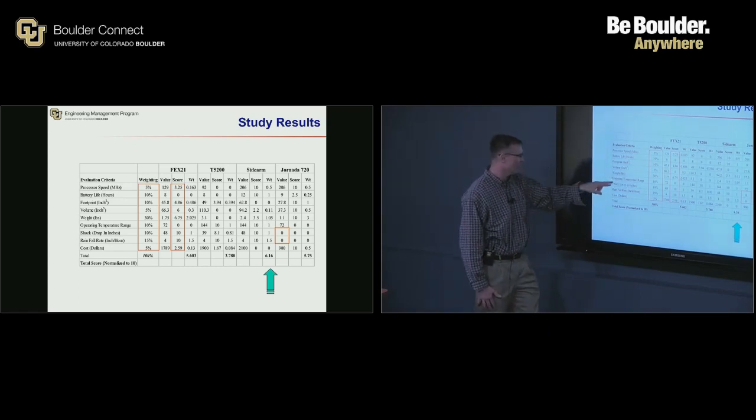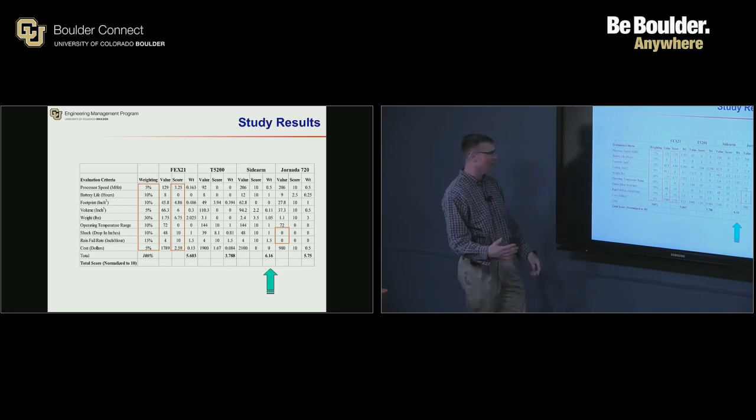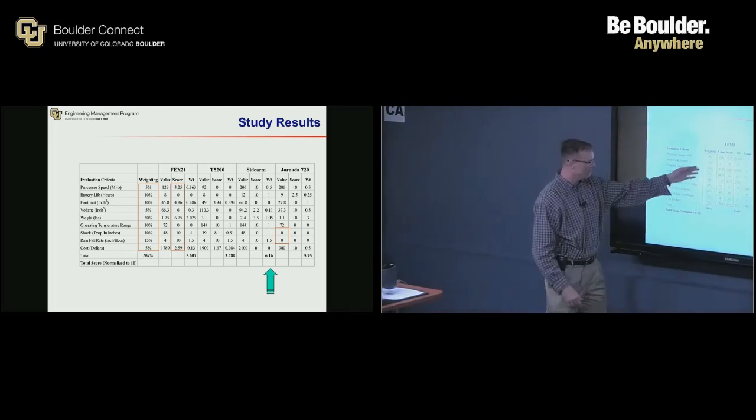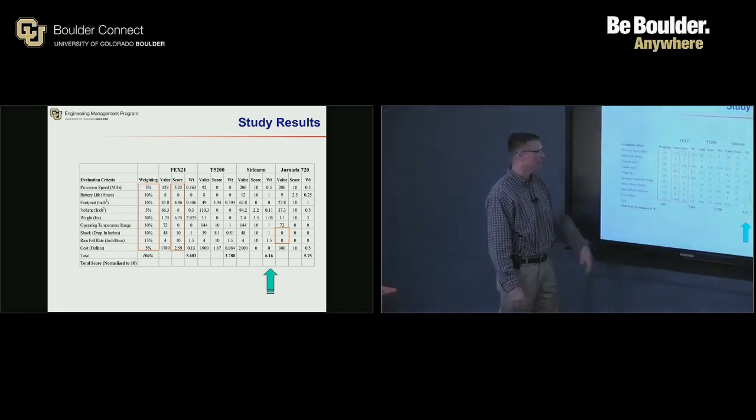So weight's important. It's got to survive the environment. So we've got operating temperature range, shock. Those are important ones. Rainfall is important. You just have to survive that outdoor environment, right? So that's how we've come up with these weightings. Note that they eventually add up to 100%, as you would expect.